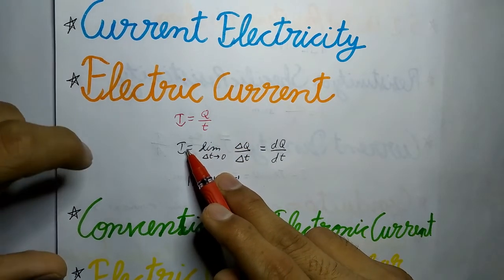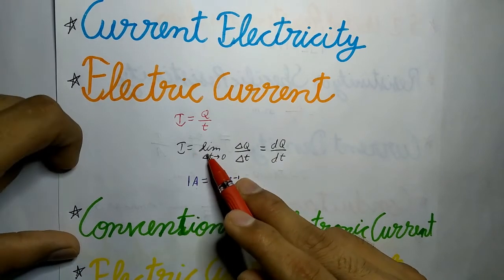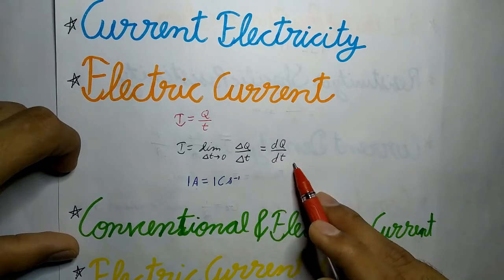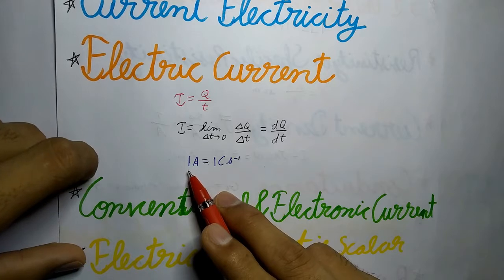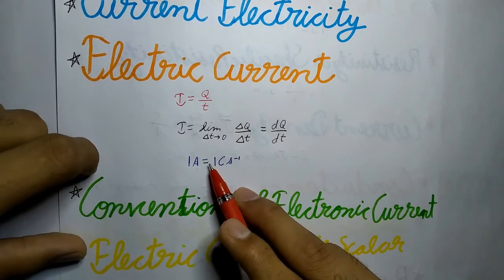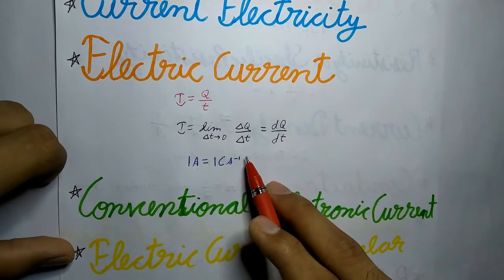And if the rate of flow of charge varies with time, then I is equal to limit del T tends to 0, del Q upon del T, which is equal to dQ upon dt. The SI unit of current is ampere. 1 ampere is equal to 1 coulomb upon 1 second. So we can say 1 A is equal to 1 coulomb second inverse.